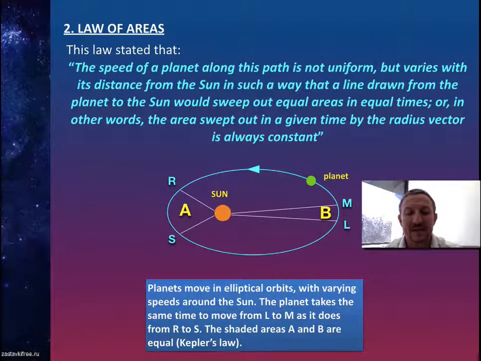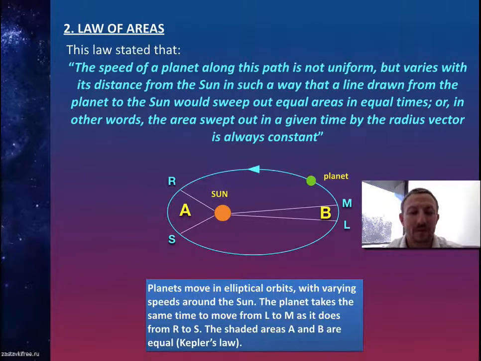So what he's basically stating here is, if we look at this model, we've got the planet in green revolving around the sun. As it approaches the letter R and then moves to S, it's going to start speeding up. It's a bigger area which is generated there, so it's going to move faster.